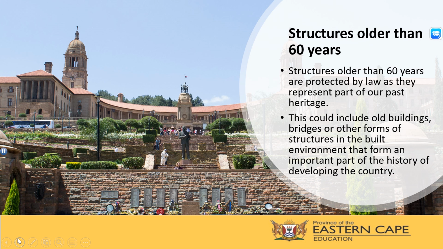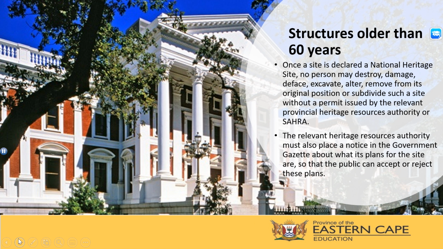If we then continue, you will see that the image on your screen at the moment is that of the Parliament Buildings in Cape Town, also a National Heritage Site, and the building of that National Heritage Site dates back to 1875 up until 1884. Again, we are still looking at structures that are older than 60 years.